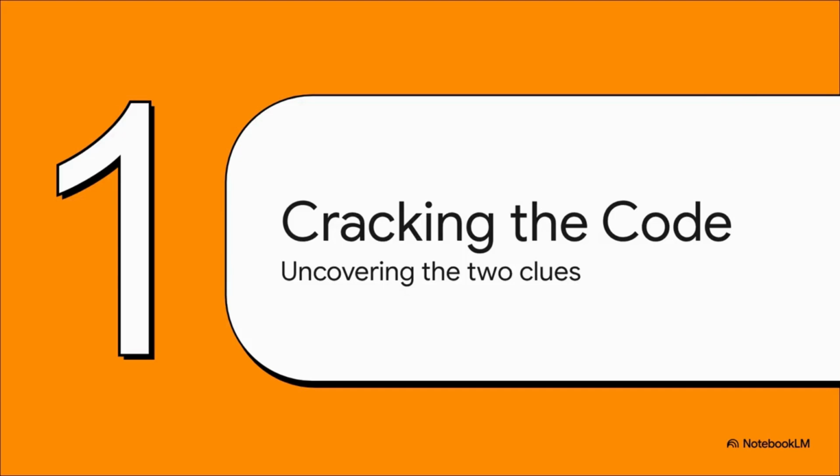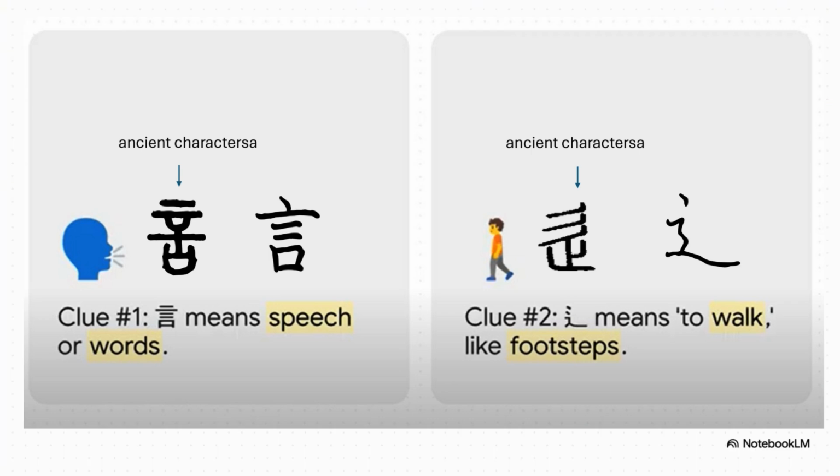You know, the key to so many of these characters is realizing they're not one big, scary thing. They're usually just a few simpler pieces put together, kind of like a puzzle. For this one, we just need to find the two main clues hidden inside. So, let's break it down. Okay, here they are, our two hidden clues.